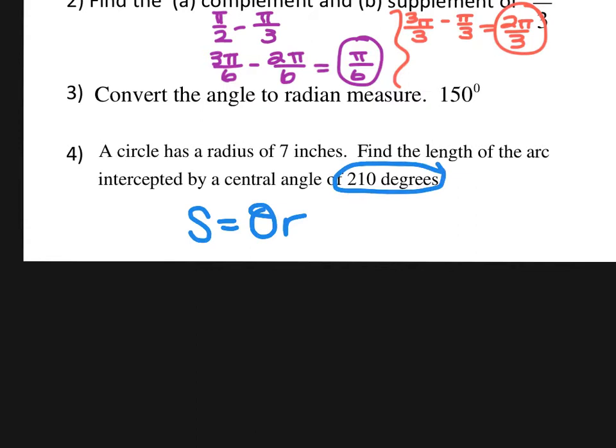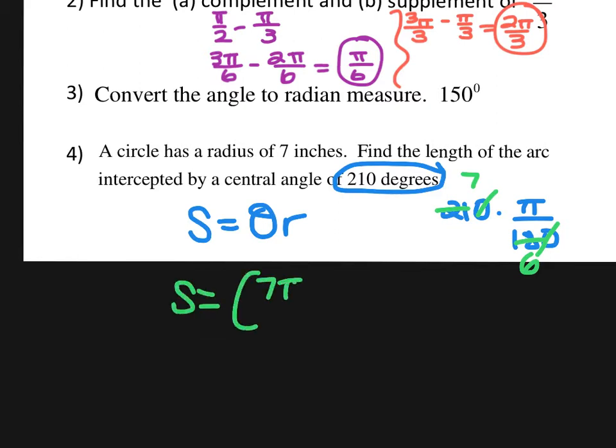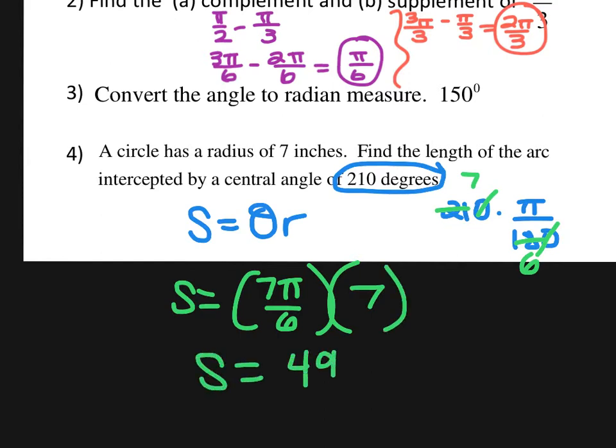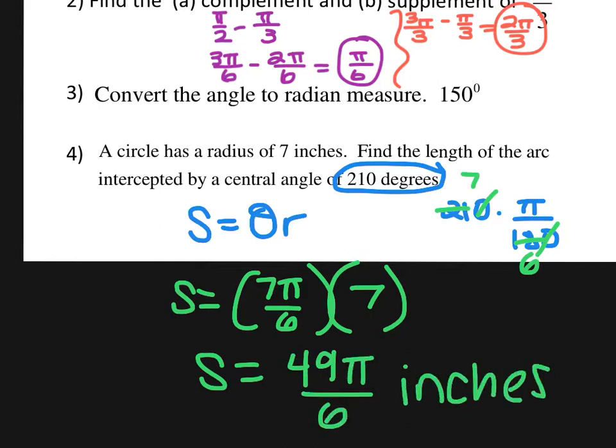So this 210, the first thing I'm going to do is convert it to radians by multiplying by pi over 180, sorry. Cancel through the zeros, and then 3 goes into both of these, 7 and 6 times. So this would be 7 pi over 6 times the radius, which they give you as 7 inches. And then 7 pi over 6 times 7 is 49 pi over 6, and it gives it to you in terms of inches.